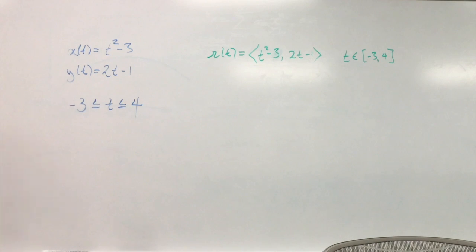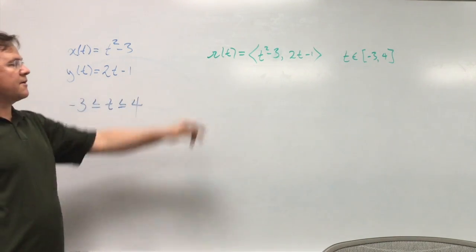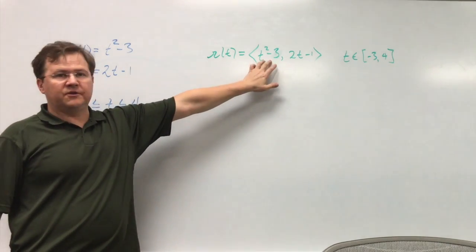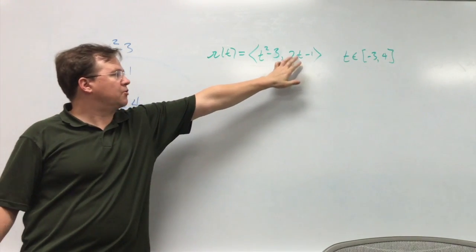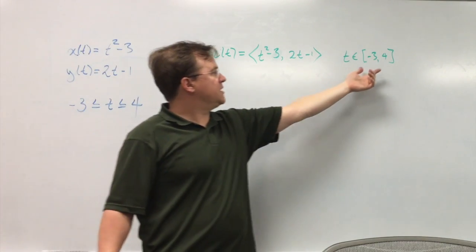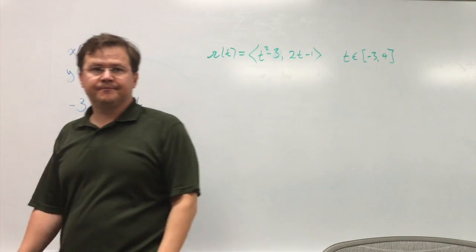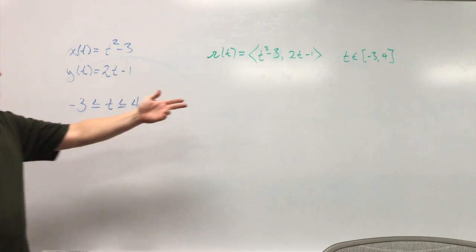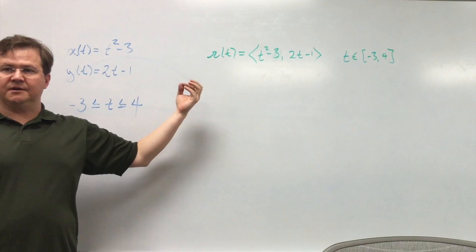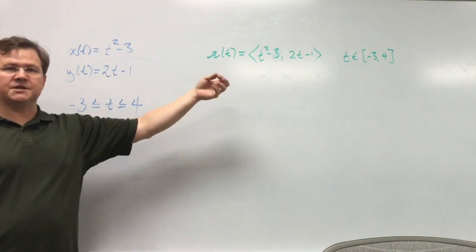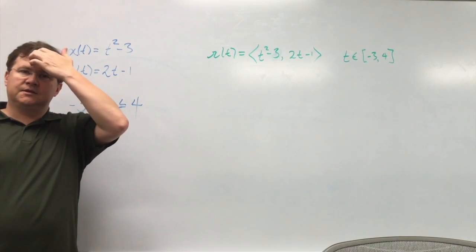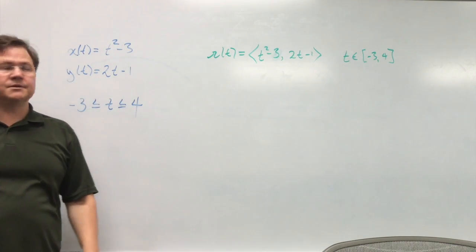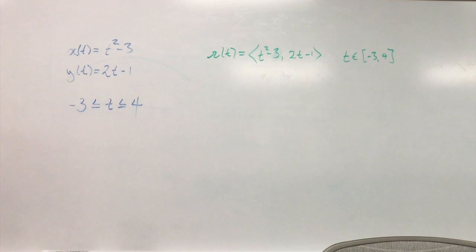I'm calling the curve R. And I'm showing that the formula for the x-coordinate is given here, the formula for the y-coordinate is given there. And I'm only plugging in values of t that are in this range. So I can plug in -3 to see where the curve begins. I could plug in 4 to see where the curve ends. So this curve has a definite starting point and an ending point.